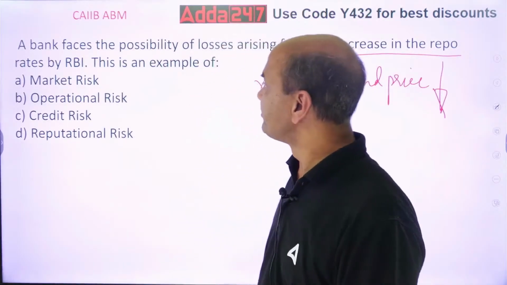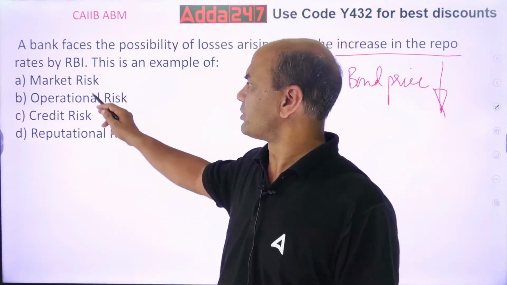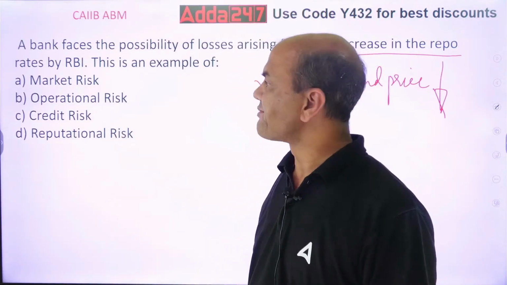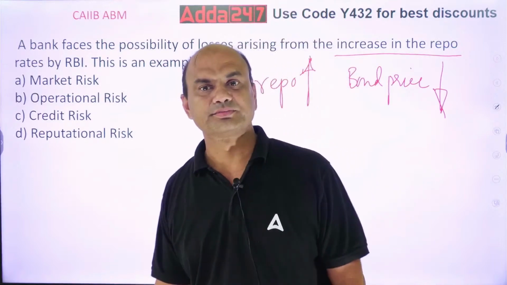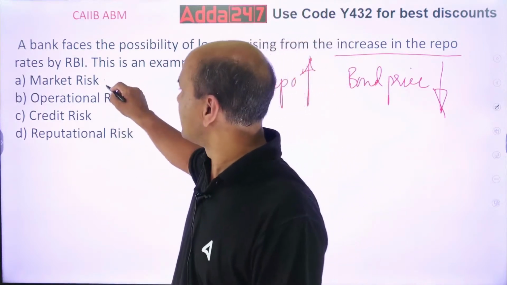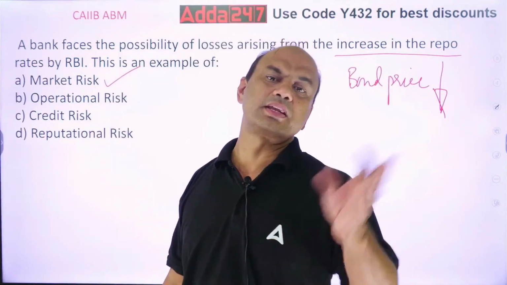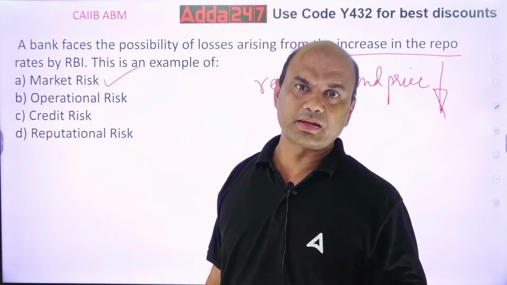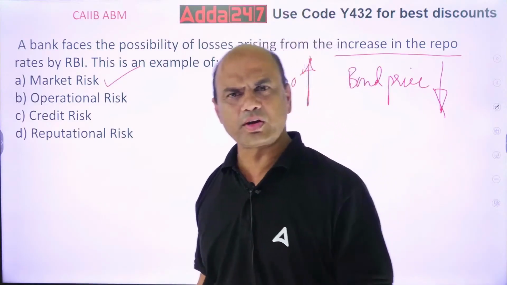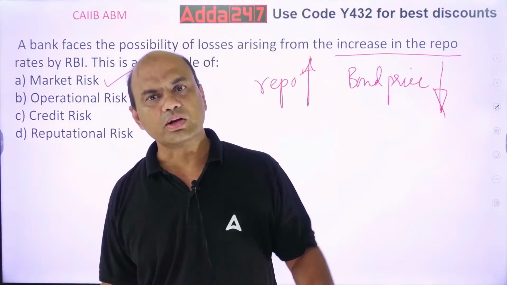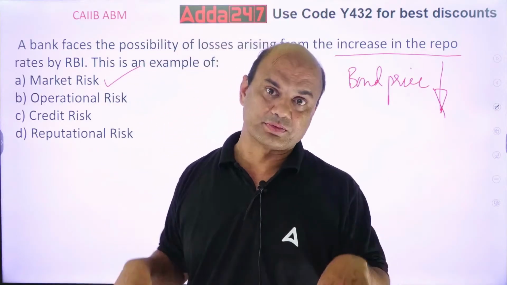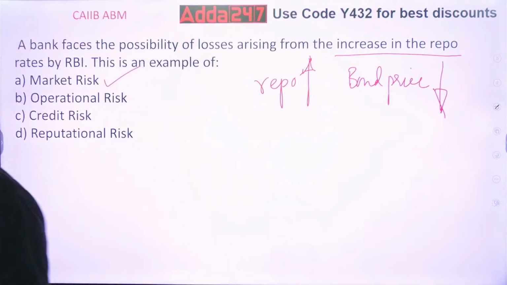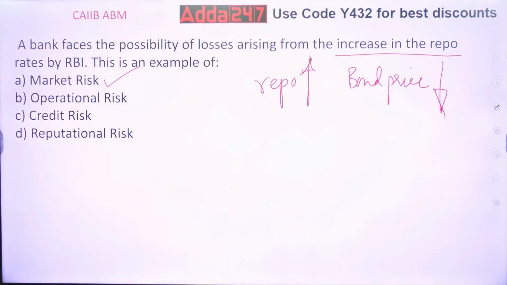So, this is an example of what? Market risk, operational risk, credit risk, reputational risk. It is an example of market risk. Market, because it's not in your hands. Should RBI increase the repo rate or not? Is your bank concerned in that? Does RBI ask your bank, should I increase the repo rate? It will not ask. So whatever is not in your hands, but it affects you, is basically known as market risk. Right? So the answer is market risk.